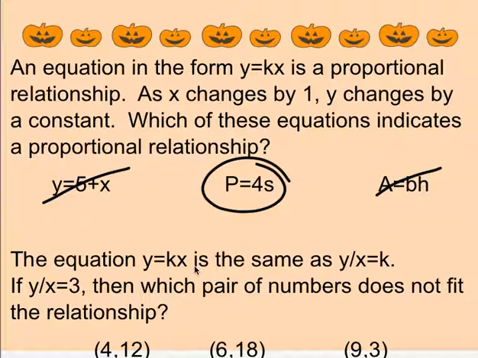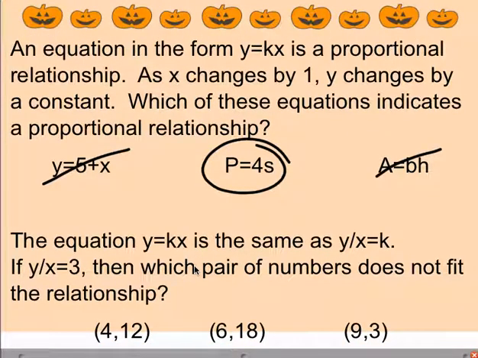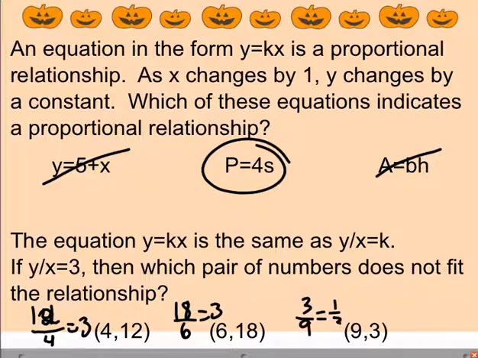Bottom question. The equation y equals kx is the same as y divided by x equals k, just like we said earlier. So if y divided by x equals 3, then which does not fit the relationship? 4, 12. Well, if we put it in, we would say 12 divided by 4 is 3. 18 divided by 6 is 3. 3 divided by 9 is, not 3, it's 1/3. This one does not work. All the other ones do have that constant of 3.